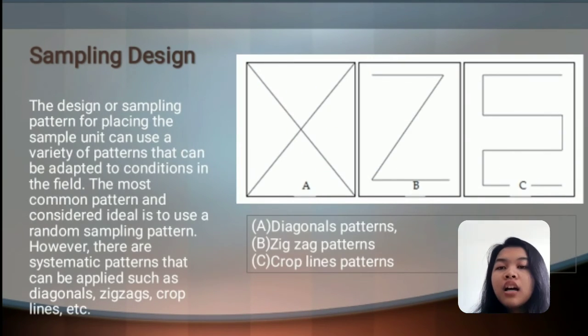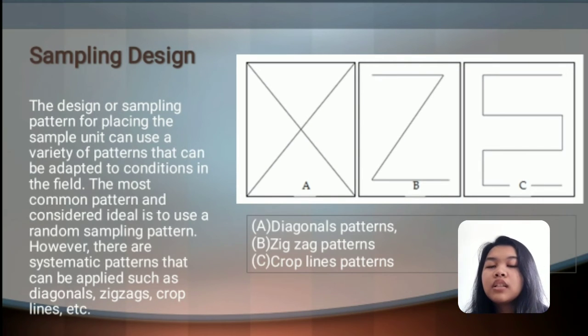Next is sampling design. The design or sampling pattern for placing the sample unit can use a variety of patterns that can be adapted to conditions in the field. So there is an example of sampling design. The first one is diagonal patterns, second one is zigzag patterns, and the last one is crop line patterns.